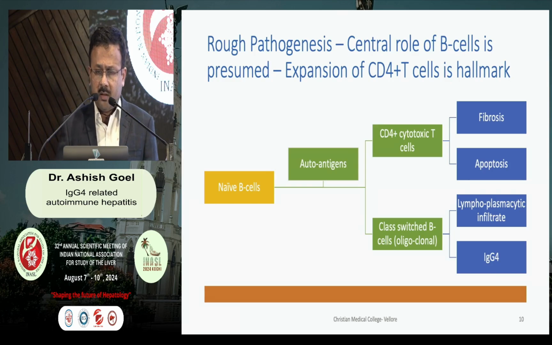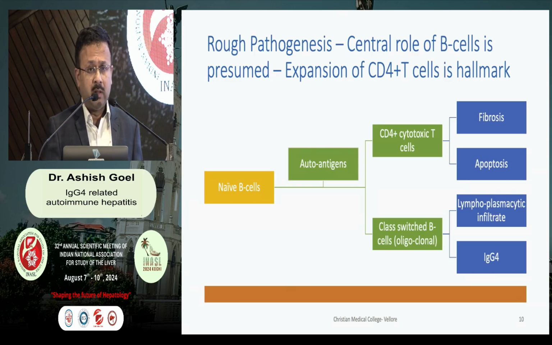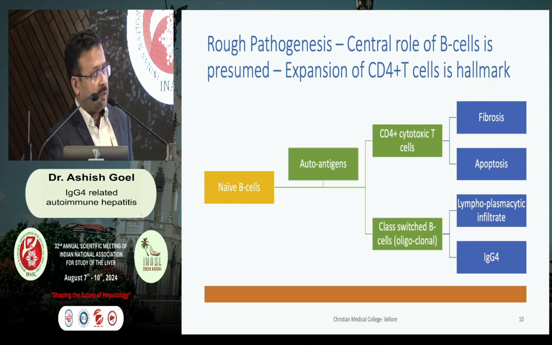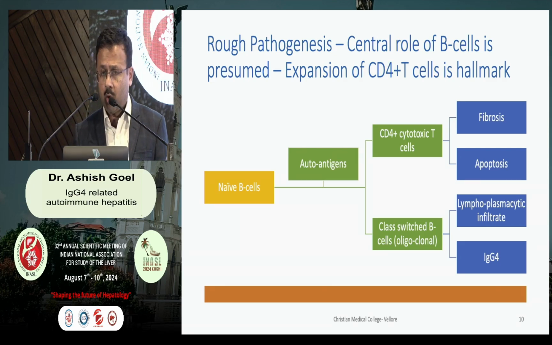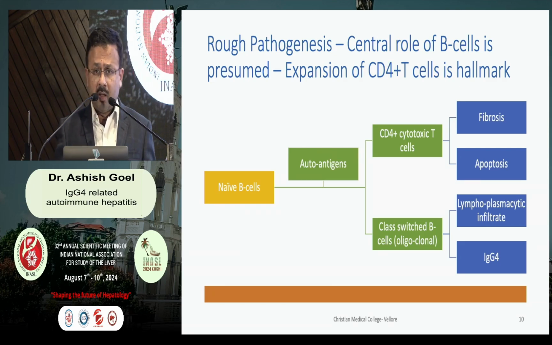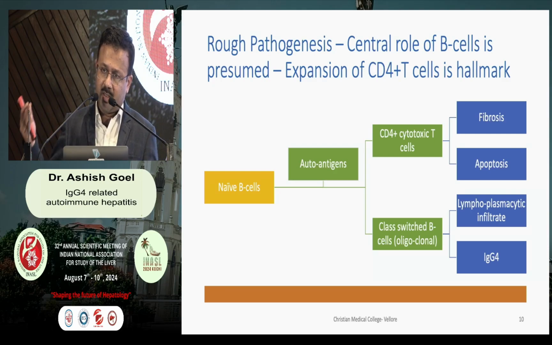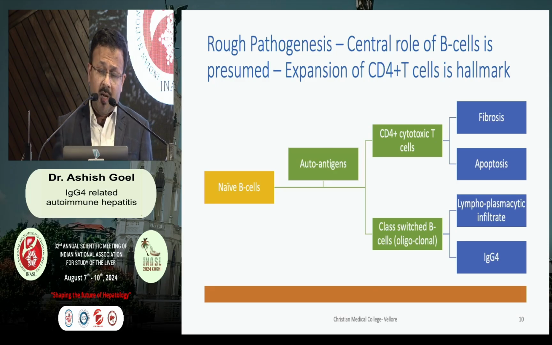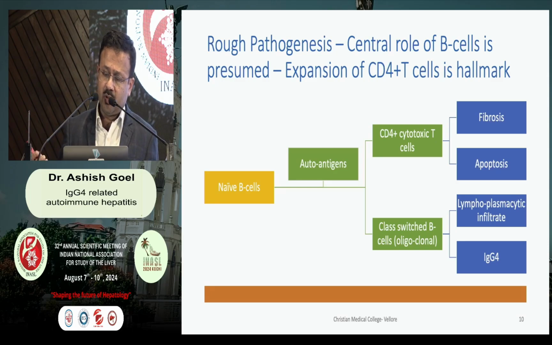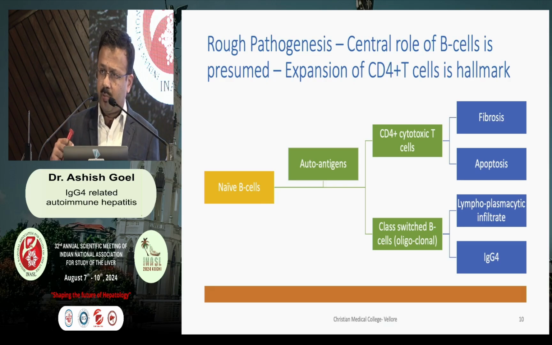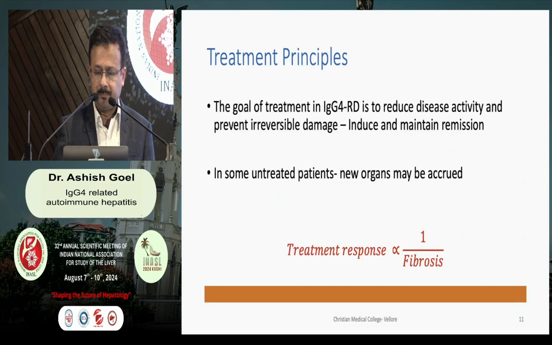As Sunil pointed out, the pathogenesis in IgG4 looks like the B cells are in the center, and when they are exposed to autoantigens they develop cytotoxic T cells, which cause fibrosis, apoptosis and organ damage. At the same time, they have a class switching of the B cells which become oligoclonal and release IgG4. Whether IgG4 is pathogenic or actually protective is not very clear in the literature.